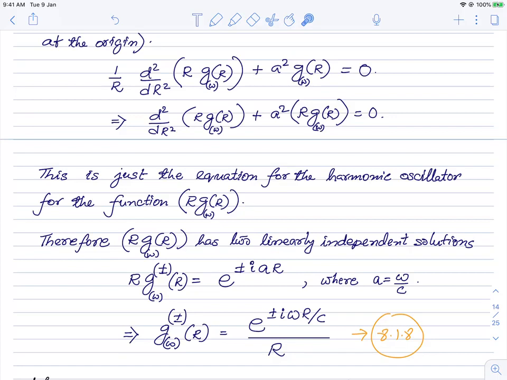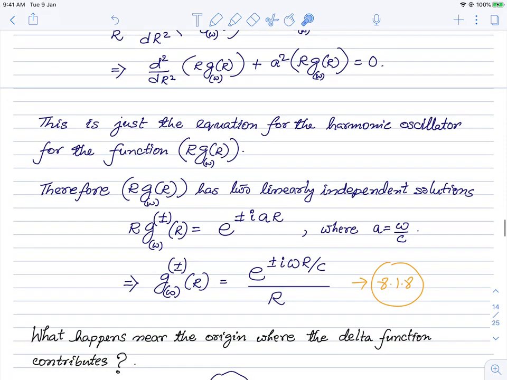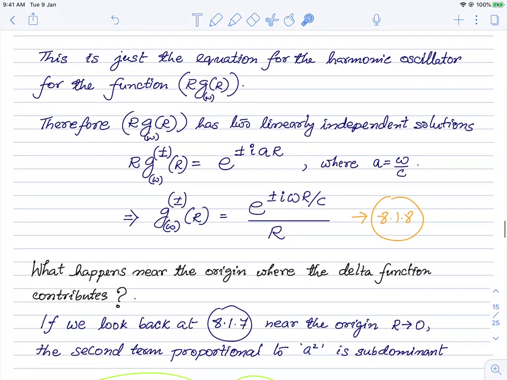So we see there are two solutions to this homogeneous equation, one with a plus sign and the other with a minus sign. So there is a sine and a cos, if you like. I'm just writing it in terms of the exponential here. Therefore, we have to divide by the r, so the g would be given by 1 over r e to the power plus minus i omega r by c. This is the combination that will remain. So this is something which solves the homogeneous equation.